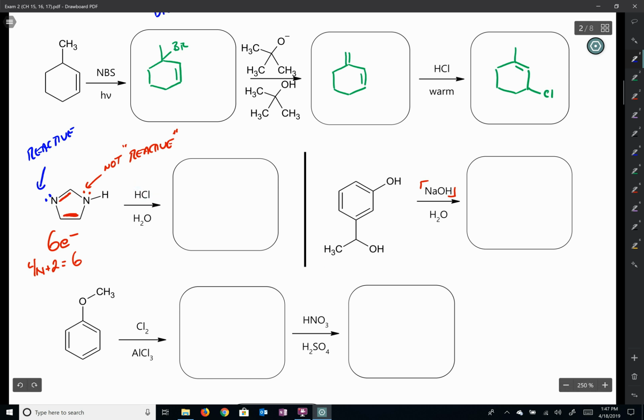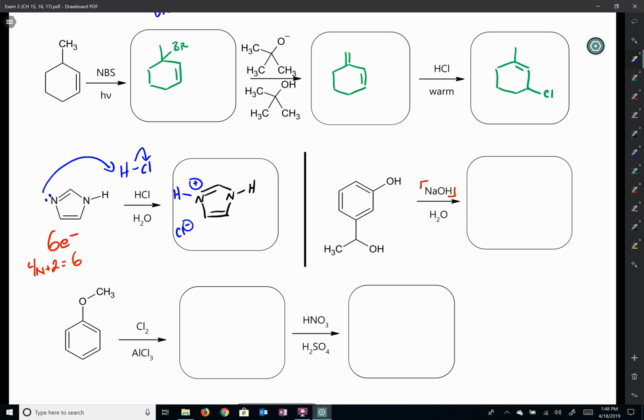So let me just clean some stuff up here. All right, so that blue lone pair there is going to go after our acid, our HCl. So we're just going to do a simple acid-base reaction, where we end up protonating that side there. So we end up making that.